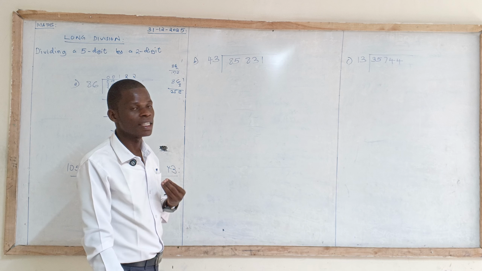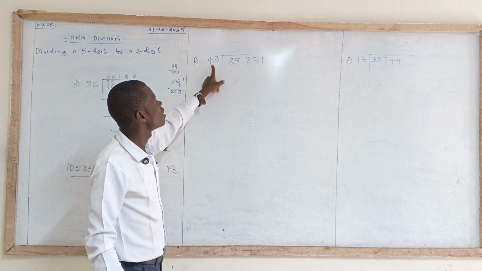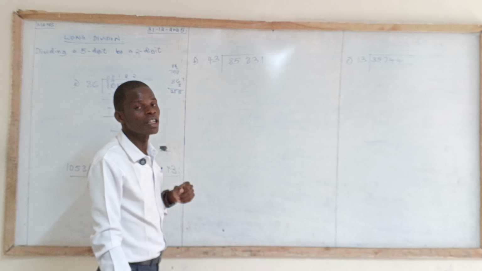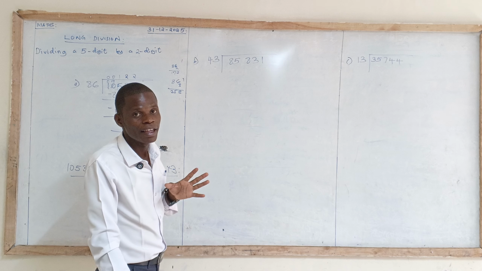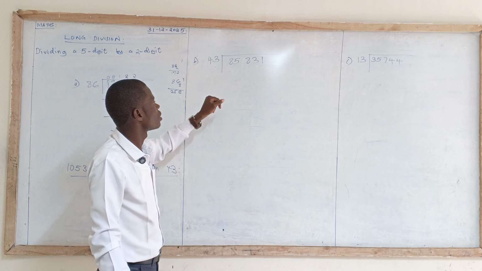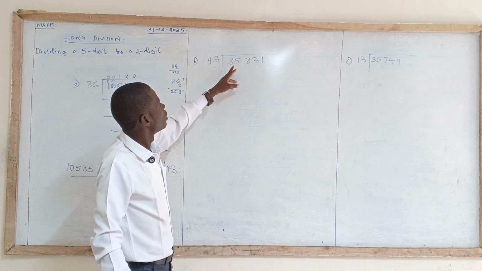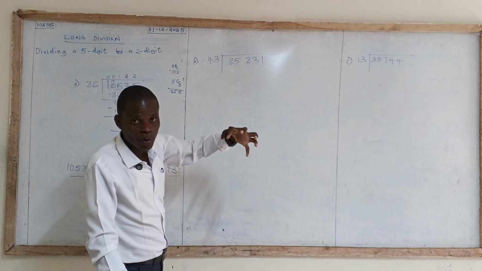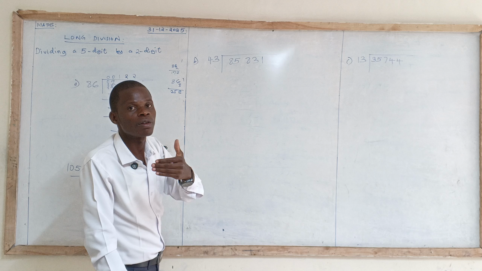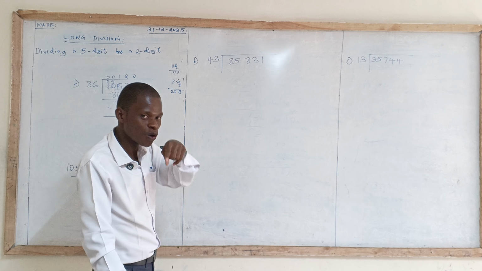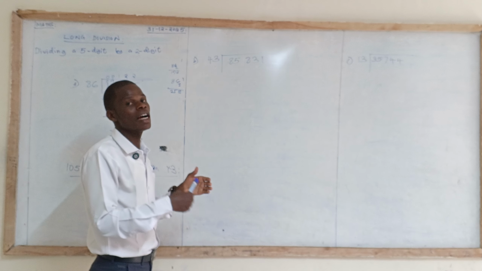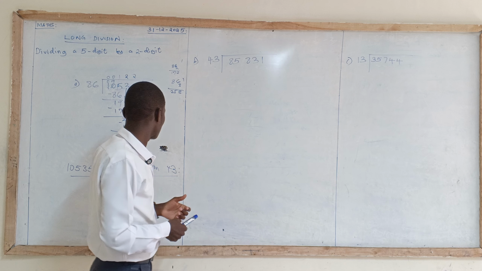Dividend is the number being divided. This is the number we are dividing. This is the number dividing it, 43. The number 43 is called the divisor. The number dividing it is called the divisor. So that's 43. Now, next, the answer, what did we say? The answer gotten after division is referred to as the quotient. If you wrote it down there, congratulations. The number we get after dividing is referred to as the quotient.